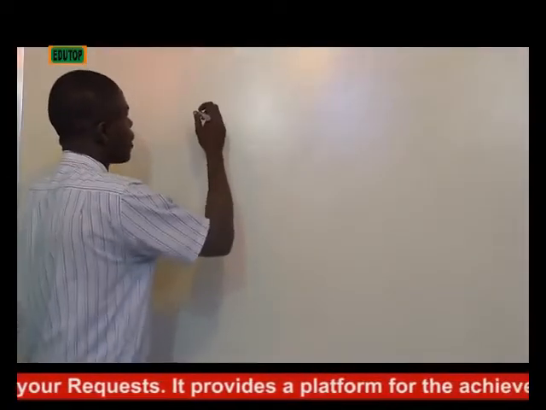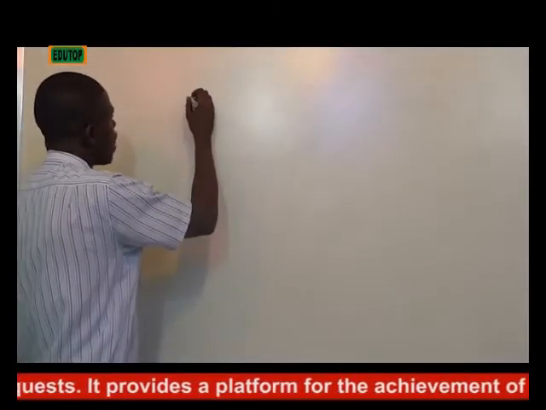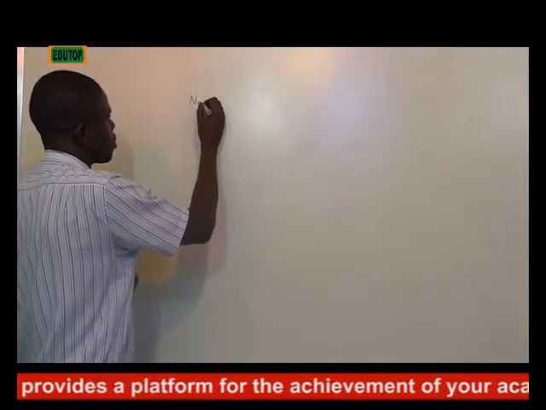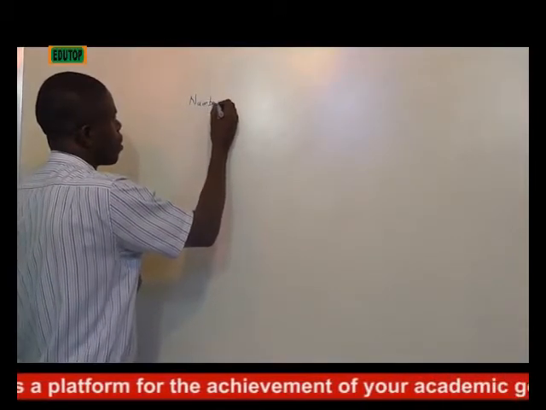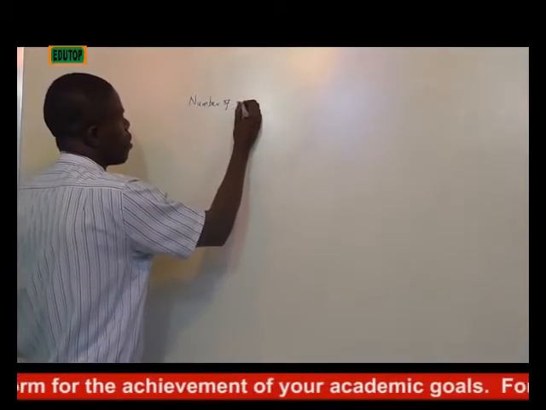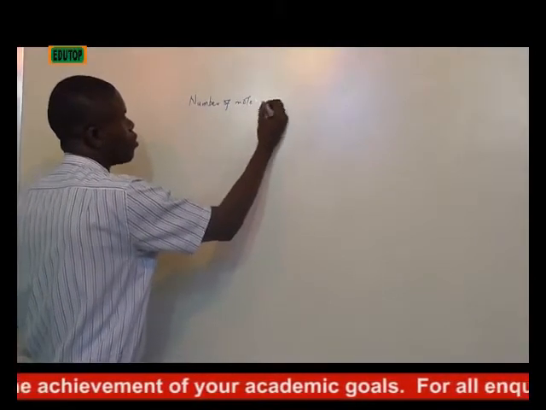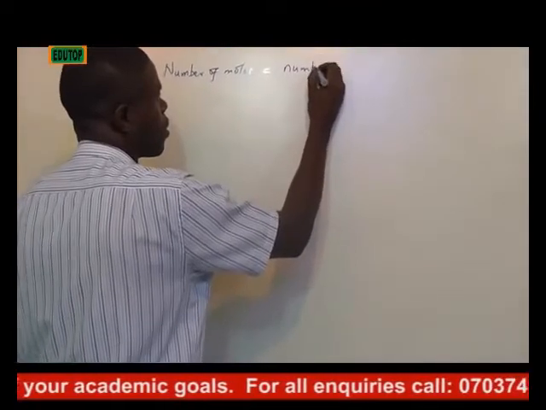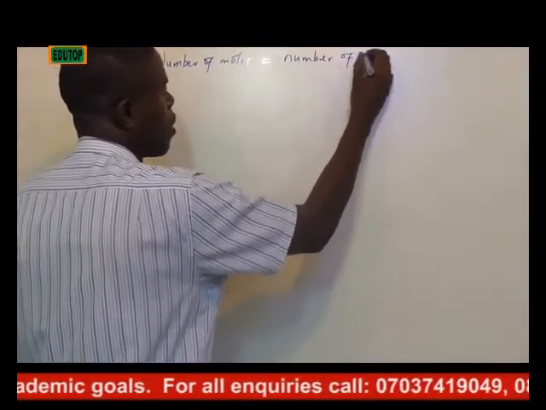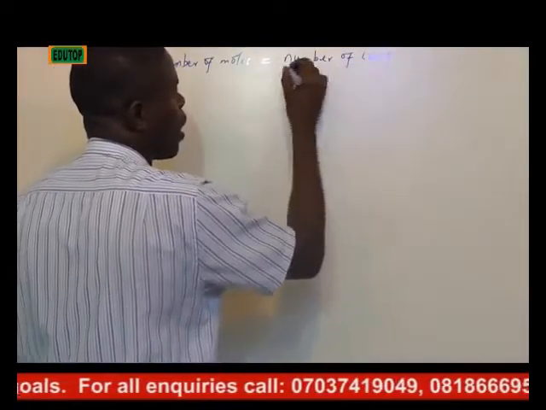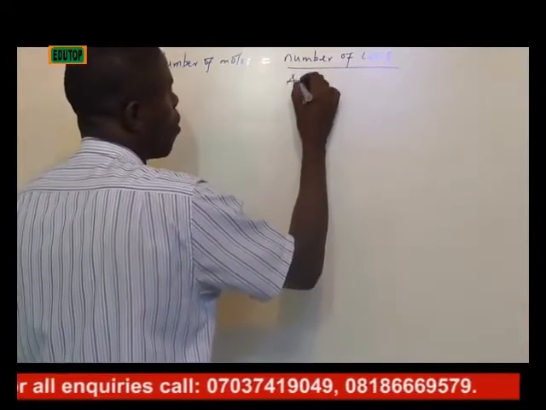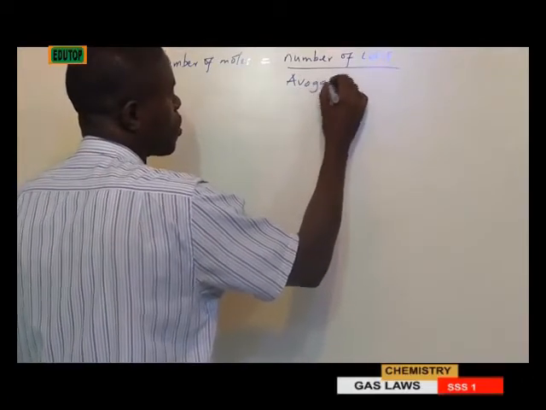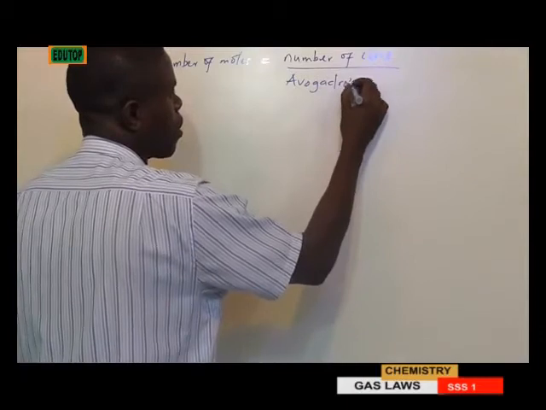Going by the formula, number of moles equals number of ions all over Avogadro's constant.